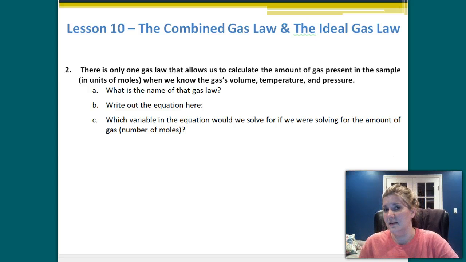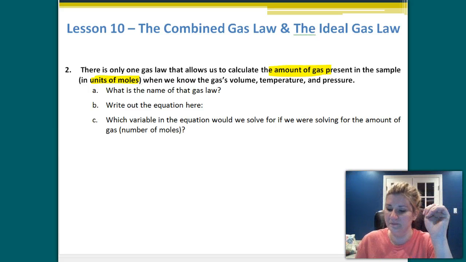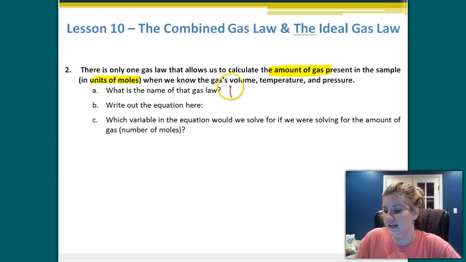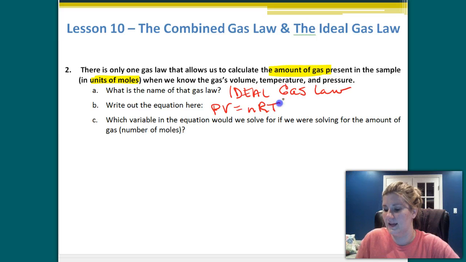But there's only one gas law that allows us to calculate the amount of gas present in a sample, usually by determining how many moles, when we know volume, temperature, and pressure. The name of that gas law is the ideal gas law. And its equation goes something like this. PV equals nRT.